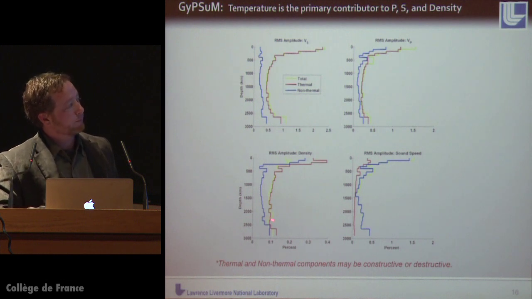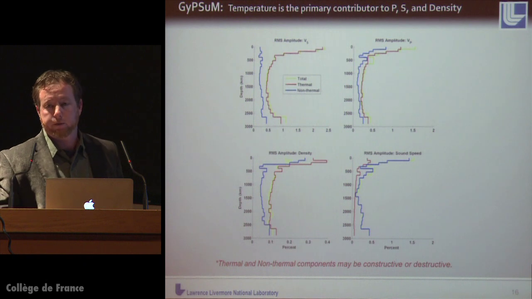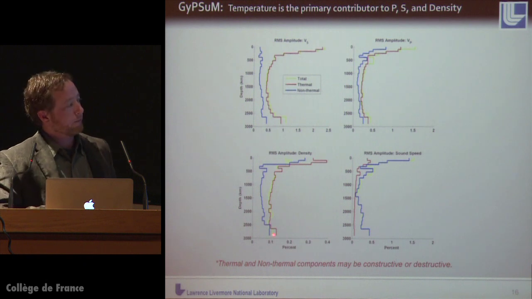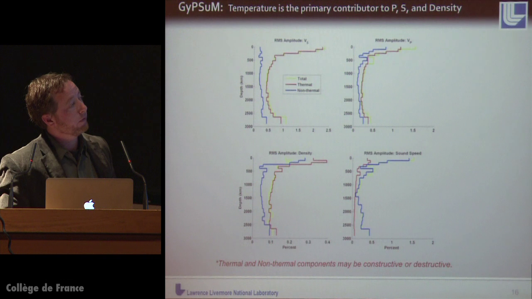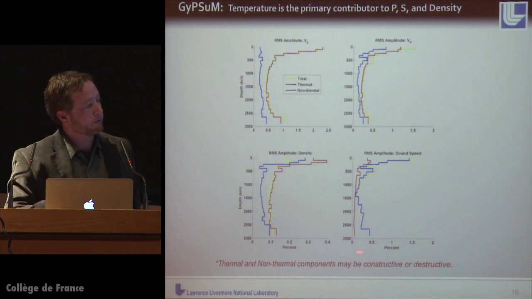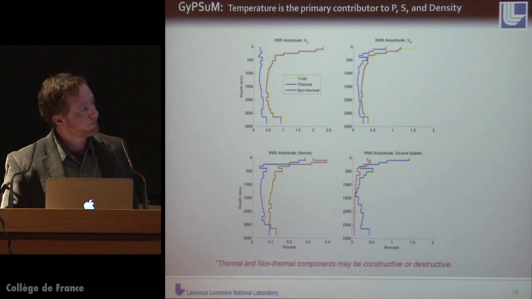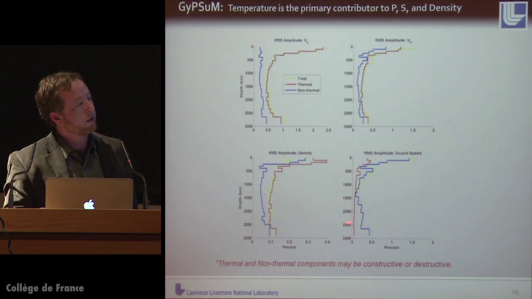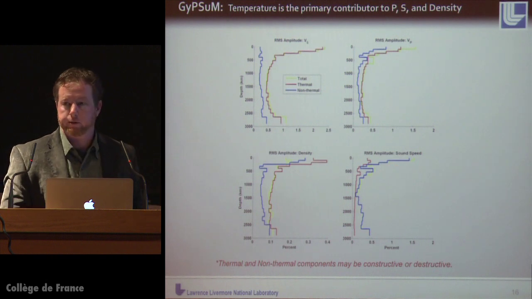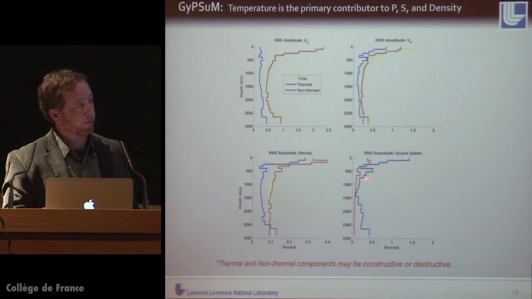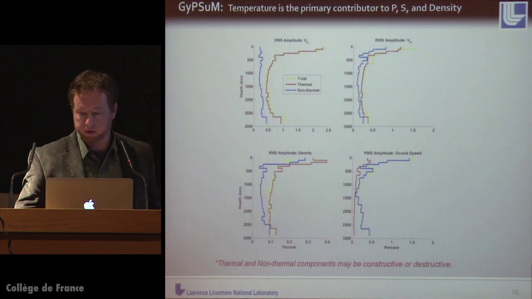Density is primarily driven by temperature in our model, except perhaps in the very deep mantle. In terms of sound speed, because of the relative behavior of the bulk modulus and density, we expect that variations in sound speed are primarily an indication of compositional variations, which has been observed for a long time.